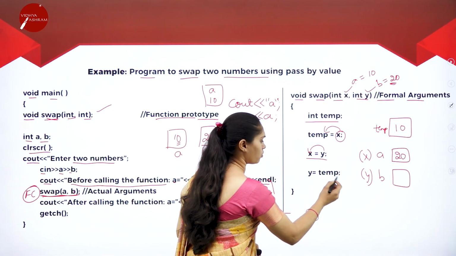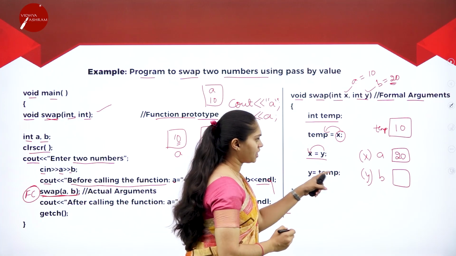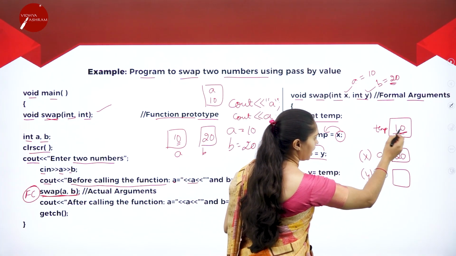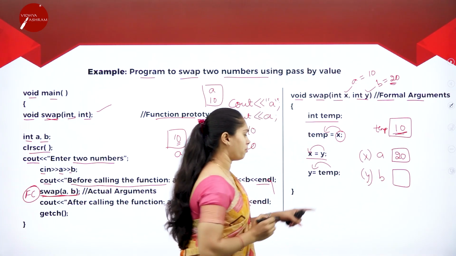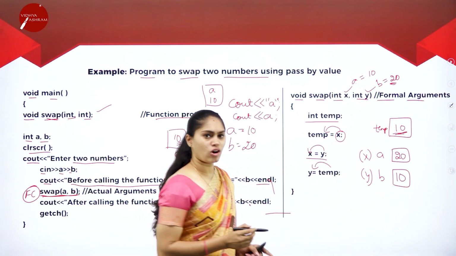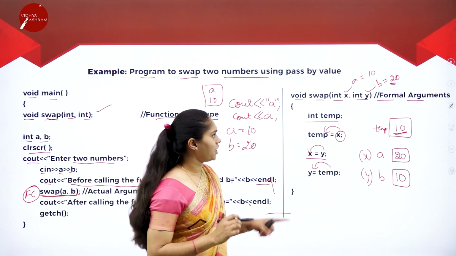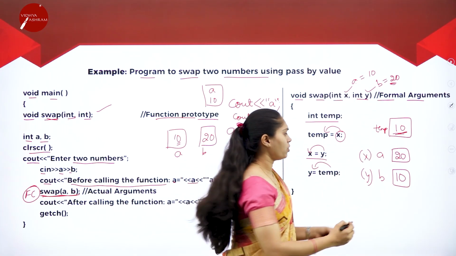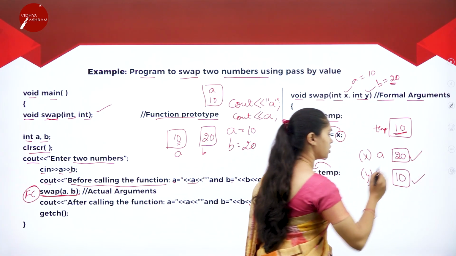Next, y is equal to temp. What we have in temp is the value 10. That will be copied to y, which is nothing but B. So now the values got exchanged. Initially it was 10 and 20. Now it becomes 20 and 10.